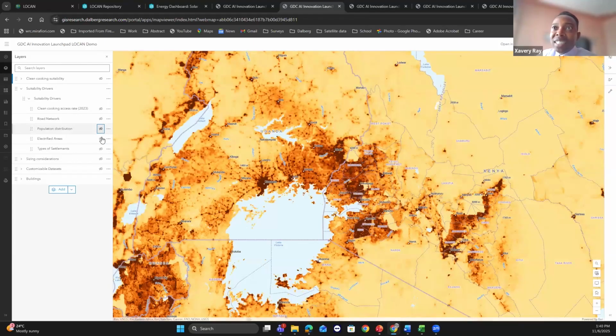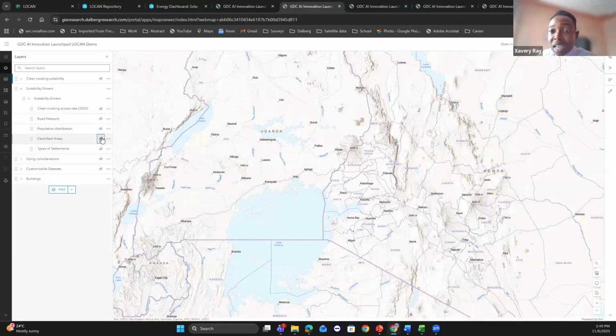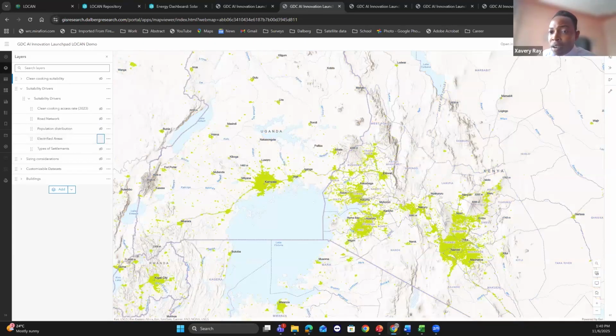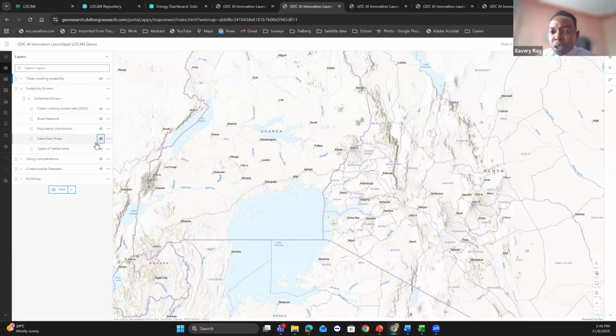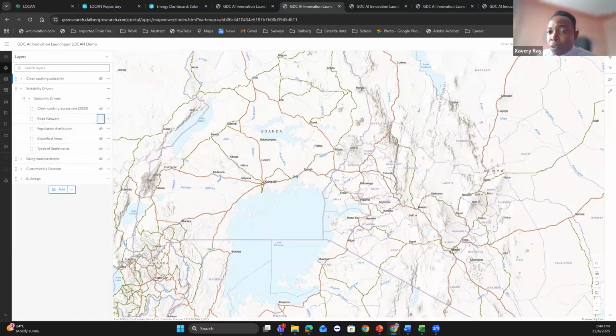The next data set that we did consider is electric access. Brighter areas at night usually mean better access to electricity, a good sign for e-cooking products as an indicator. Also, road access is another data set that we do consider, because cooking fuels and products must reach customers easily. We focus on households within 2 kilometers of usable roads.